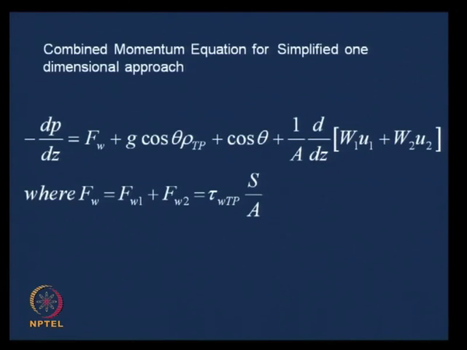In order to develop the empirical approach, the first thing we do is assume that the effective frictional pressure gradient can be expressed in terms of the two phase wall shear stress, tau W T P, into S by A, and we would like to find out either tau W T P S by A, or in other words F W.